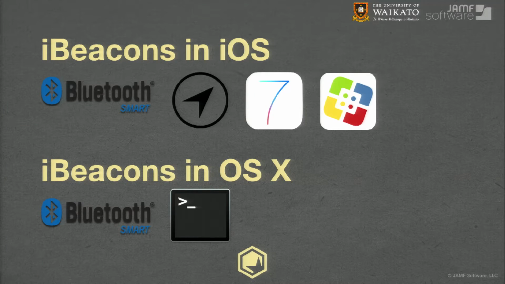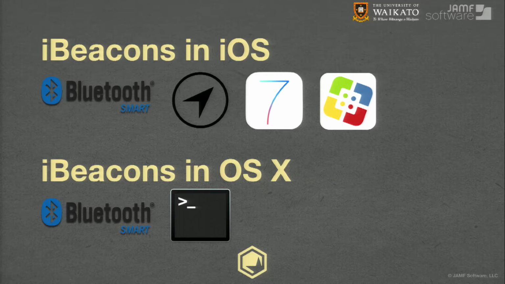So in order for iBeacons to work in iOS, you need to have an iPhone 4S or greater, as hopefully most of us do by now. You need to have Bluetooth turned on. It only works if Bluetooth is on. You need location services on. You've got to be running iOS 7 or greater. And if you want to use any of the JSS functionality with iBeacons, you've got to have the self-service app on your iOS device and have loaded it once.